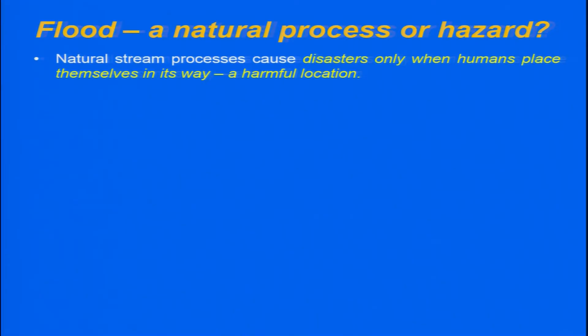Now the most important part is that if humans place themselves in the way of the river or the drainage system, then it becomes harmful, and in most cases we have a tendency to select locations which are harmful from the flood perspective.